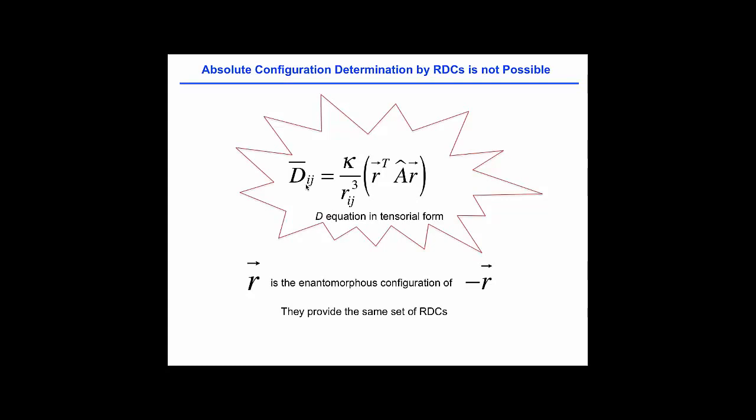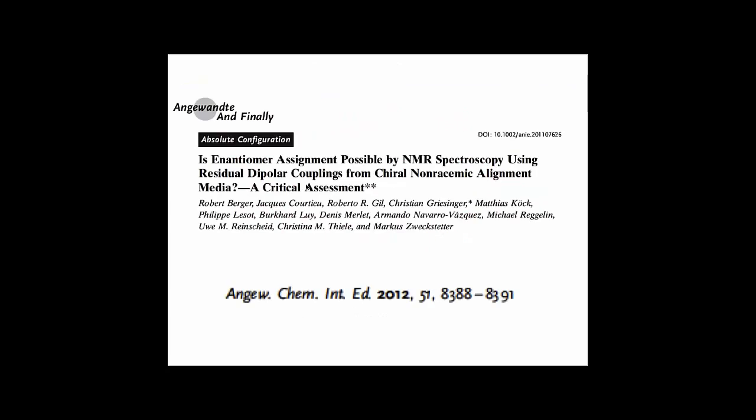So it is not possible; the enantiomers equally fit the equation. Because of this, a group of scientists, most of them leaders in the field, decided to write a critique that was published in 2012. You can see the title: enantiomer assignment possible by NMR spectroscopy using residual dipolar coupling from chiral non-racemic alignment media. It's a critical piece, so I recommend you read this article. If you don't have access, just drop me an email and I will send you the PDF.